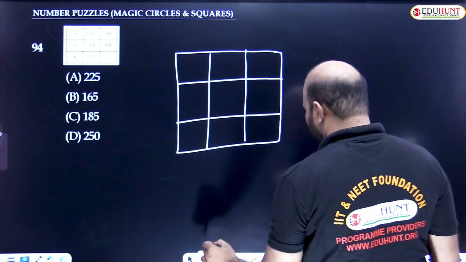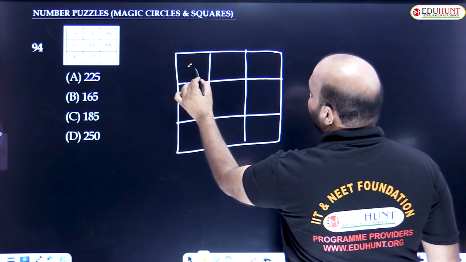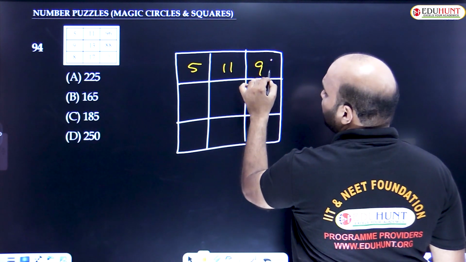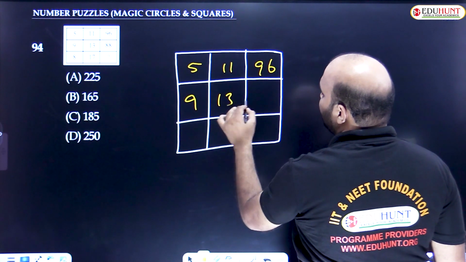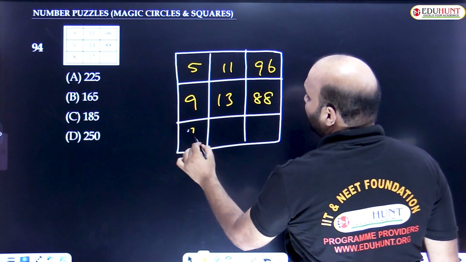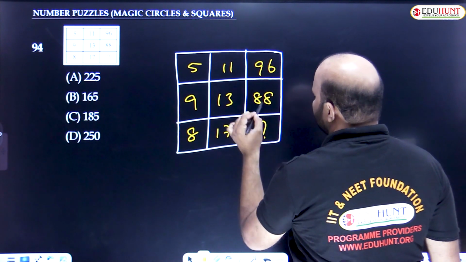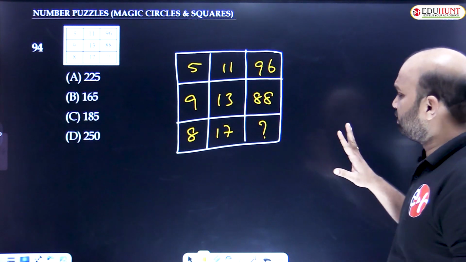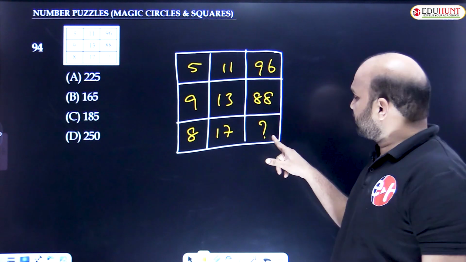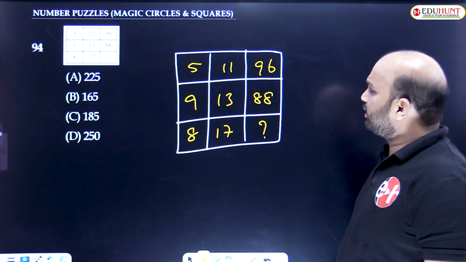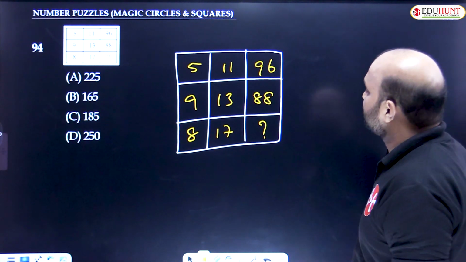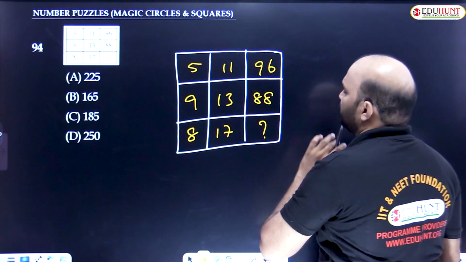So what I am given, row 1: 5, 11, 96. Row 2 numbers: 9, 13, 88. And row 3 numbers: 8, 17, question mark. So what should come in the place of question mark? The question mark is in the last box of row 3 and column 3.